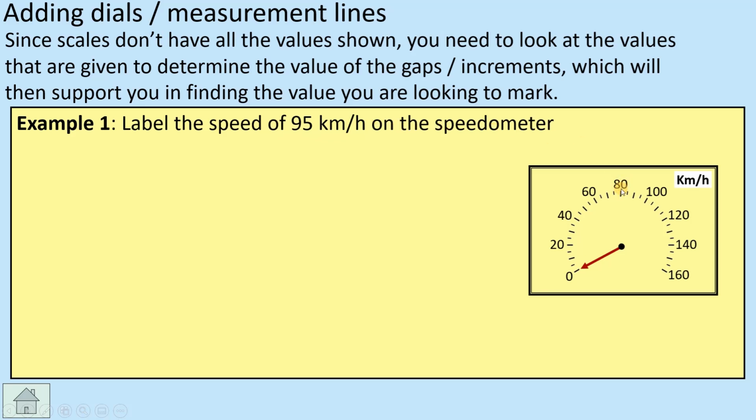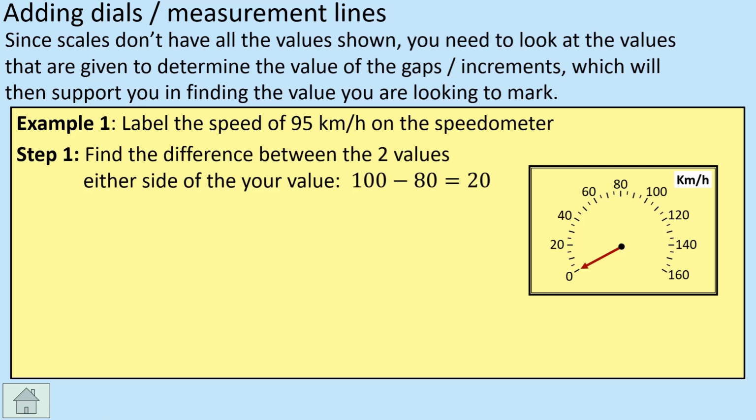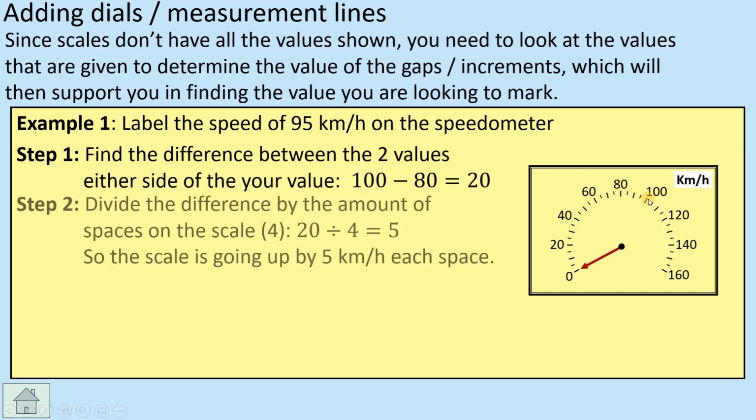Well, we can see we've got 80, and you can see we've got 100. And we did this one before, but we follow the same process. Then we're looking to figure out where to put 95 in between these particular ones. So we're looking at the increments here. So you can see we're going to follow the same process, 100 take away 80. So you can see that each one of these is going to be 5 kilometers at a time.